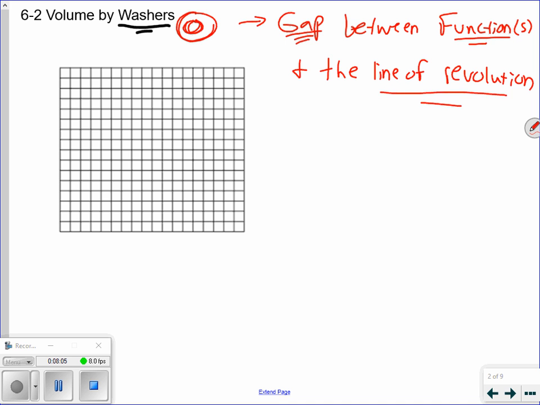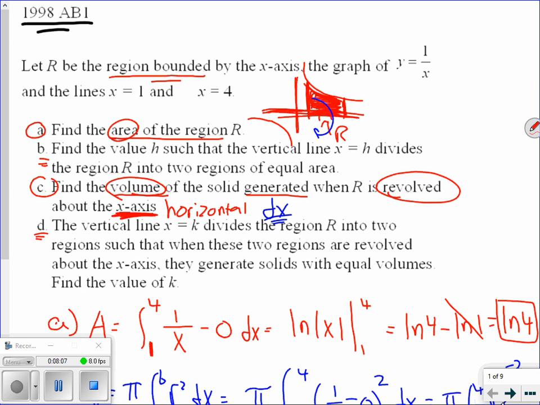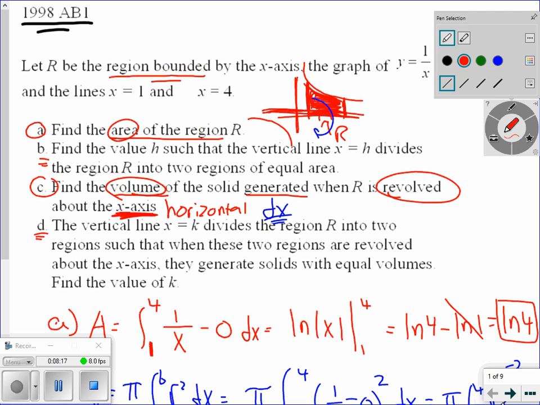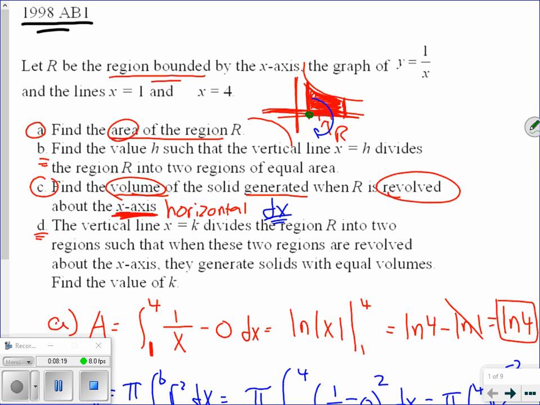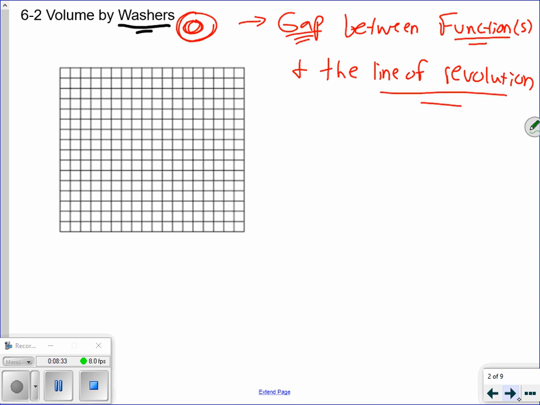Okay. So for instance, in this previous problem, how you can always tell is you're going to look at your bounds and you're going to look at your equation. Your line of revolution, if I were to take it from point A to point B, notice how the shaded region is touching the entire line of revolution. So there's going to be no gap whenever you revolve it. Look what happens with washer method. Let me give you an example.